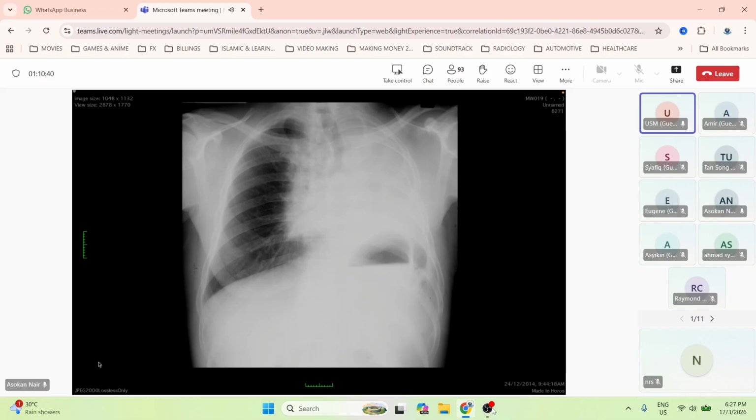Hello, good evening. I'm Jason here from USM. May I begin? So I'm presented with a frontal chest radiograph of an adult patient. There is a homogeneous opacity occupying the entire left hemithorax, and there's absence of air bronchogram within, and the left bronchus is also seen cut off within this opacity.